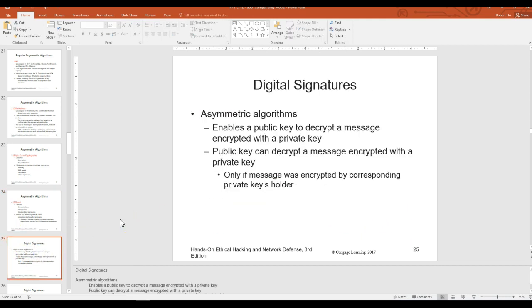And then we have the digital signature. A digital signature enables a public key to decrypt a message encrypted with a private key. So this is only possible if the message was encrypted by the corresponding private key holder. The public key is used to decrypt, so the public key can decrypt the message encrypted with a private key.